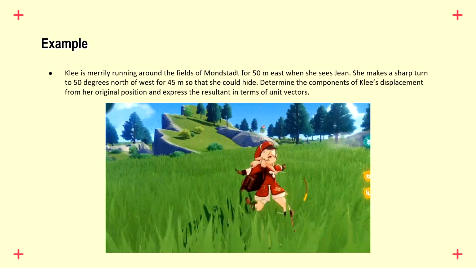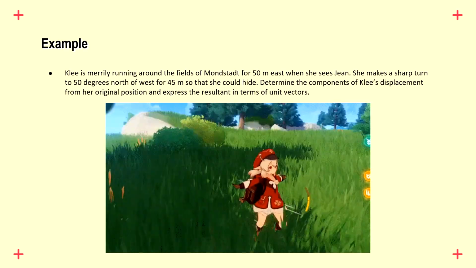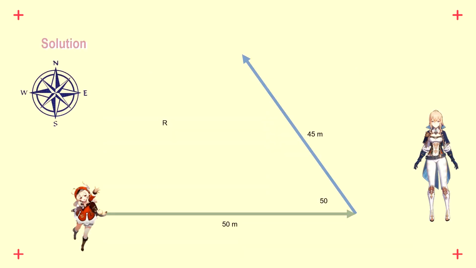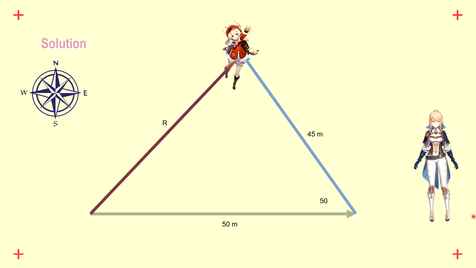Example, this is Klee, and I have a compass here. She runs 50 meters east. Then she sees Jean. She runs 45 meters, 50 degrees north of west. So we want to know the resultant displacement from her original position to her final position.